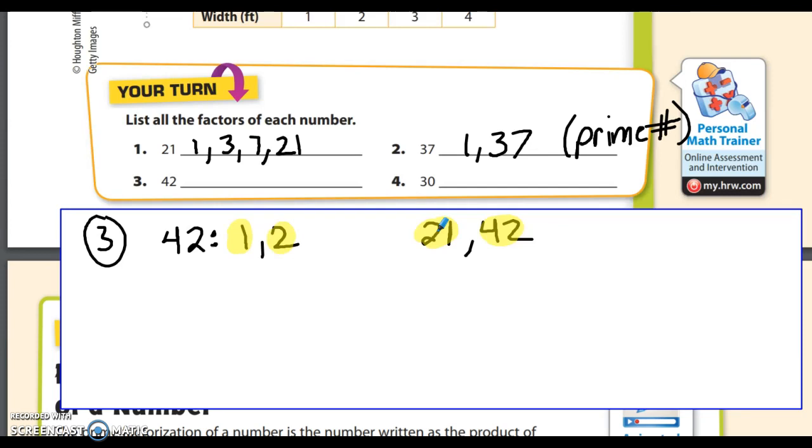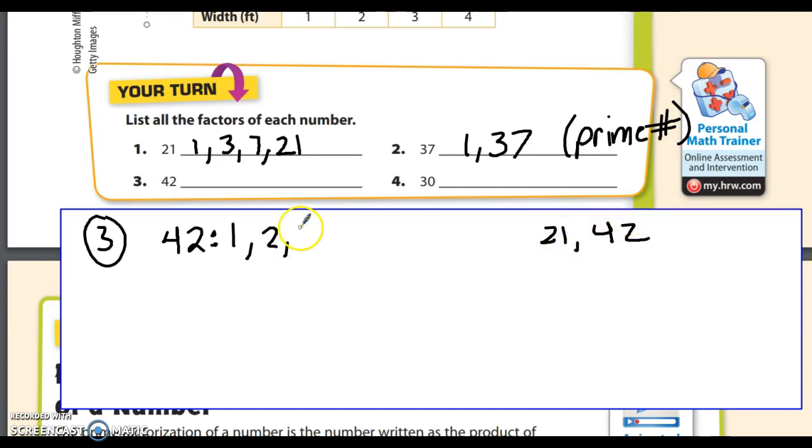All right, so I've got some more here. This one has 8 factors. I'm just going to tell you that right now. I'm going to rewrite this because I've got to squeeze in 8 factors, and that's going to take a little bit of space. So I've got 1 times 42, and I've got 2 times 21. And now I just need to use my multiplication chart and or my facts.